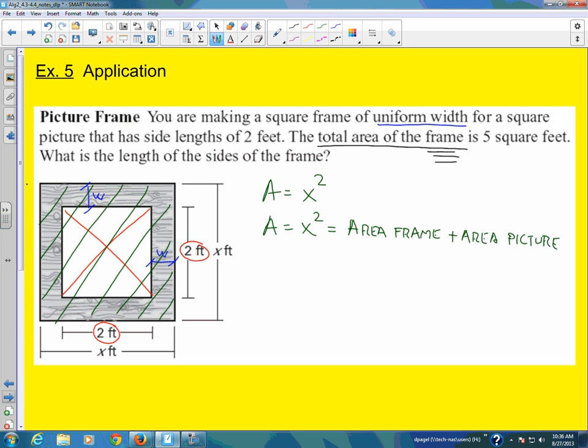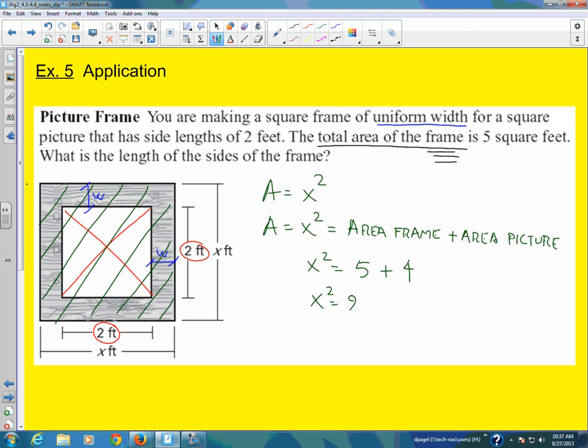All right. So let's see if we can associate some numbers with that. Area of the frame. Well, we were told the area of the frame is 5 square feet. The area of the picture. Well, the area of the picture is made up of this 2 by 2, so we know that that is 4 square feet. Therefore, our total area is 9 square feet.